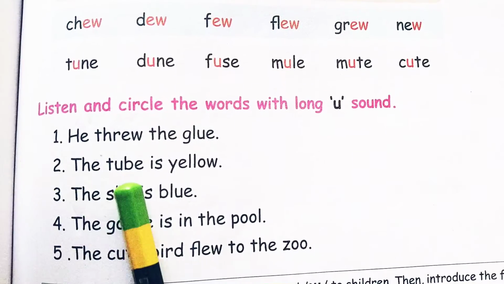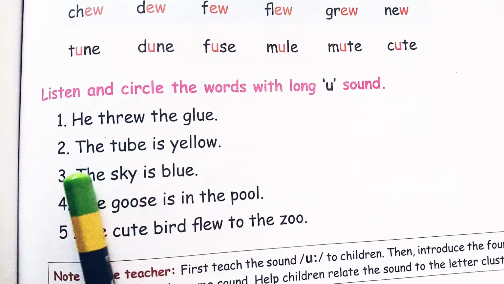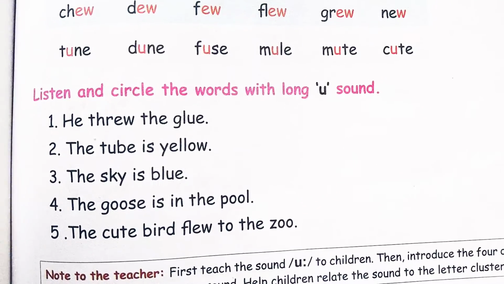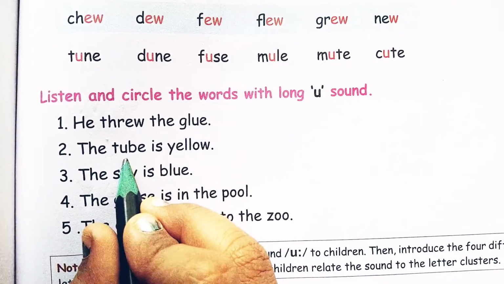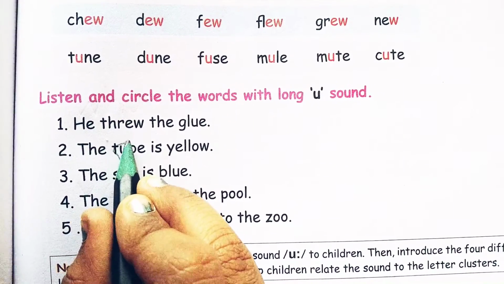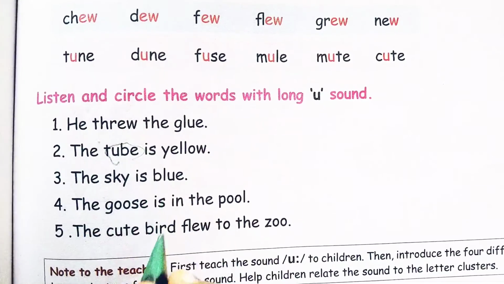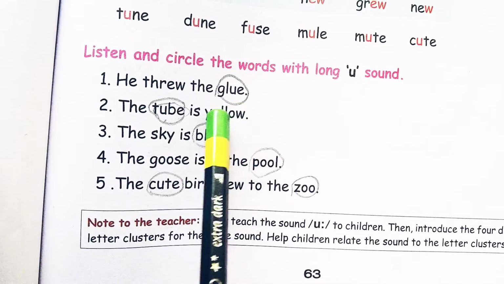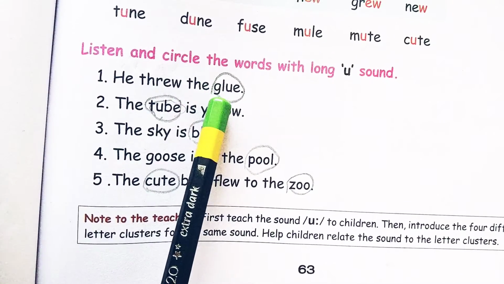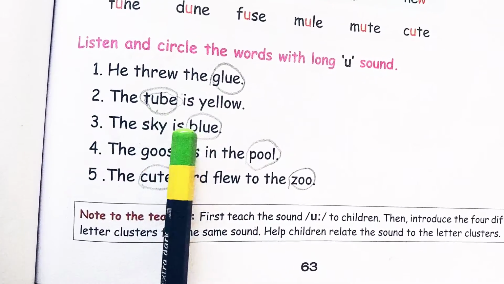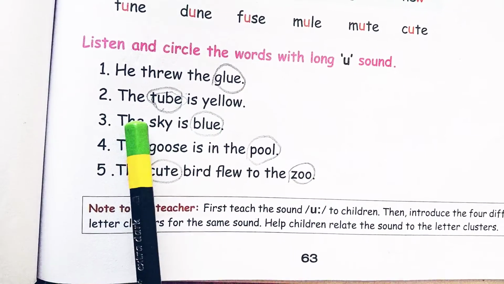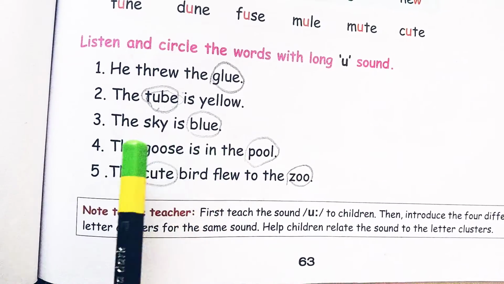He threw the glue. The tube is yellow. He threw the glue. Glue has the long U sound. The tube is yellow. The tube has the long U sound.